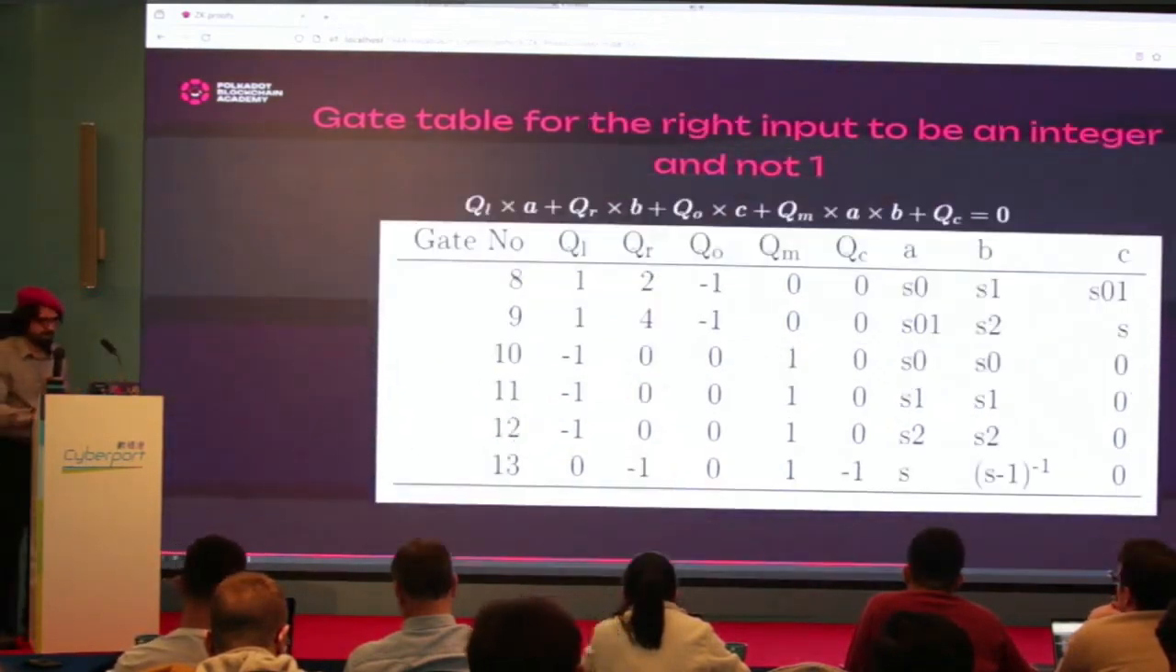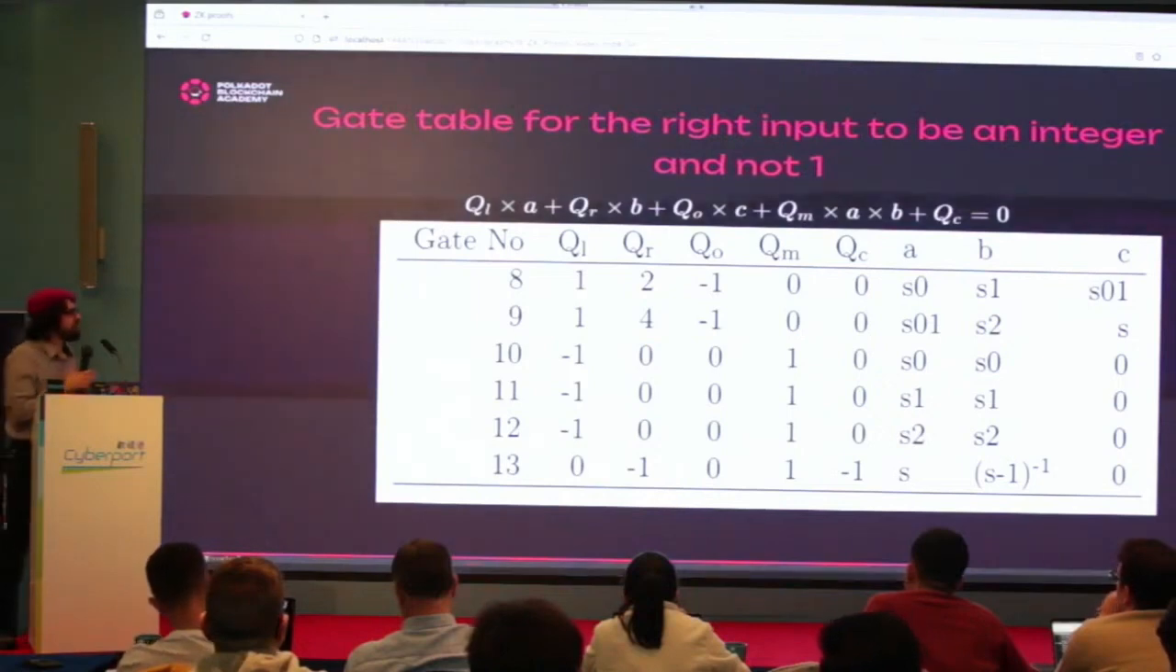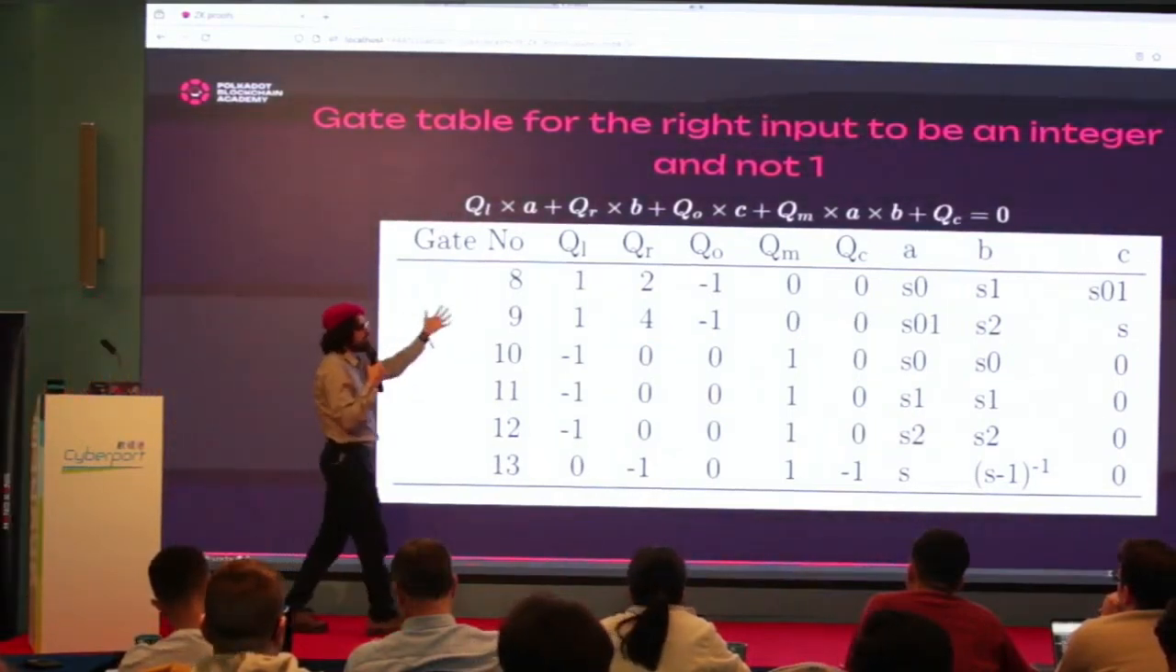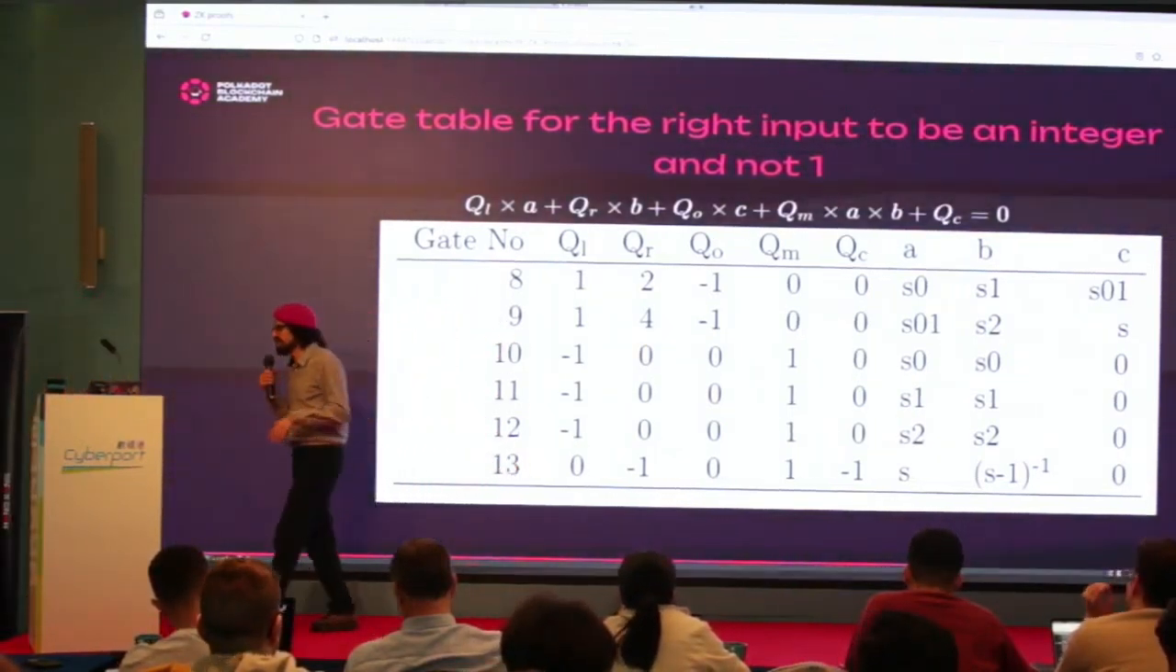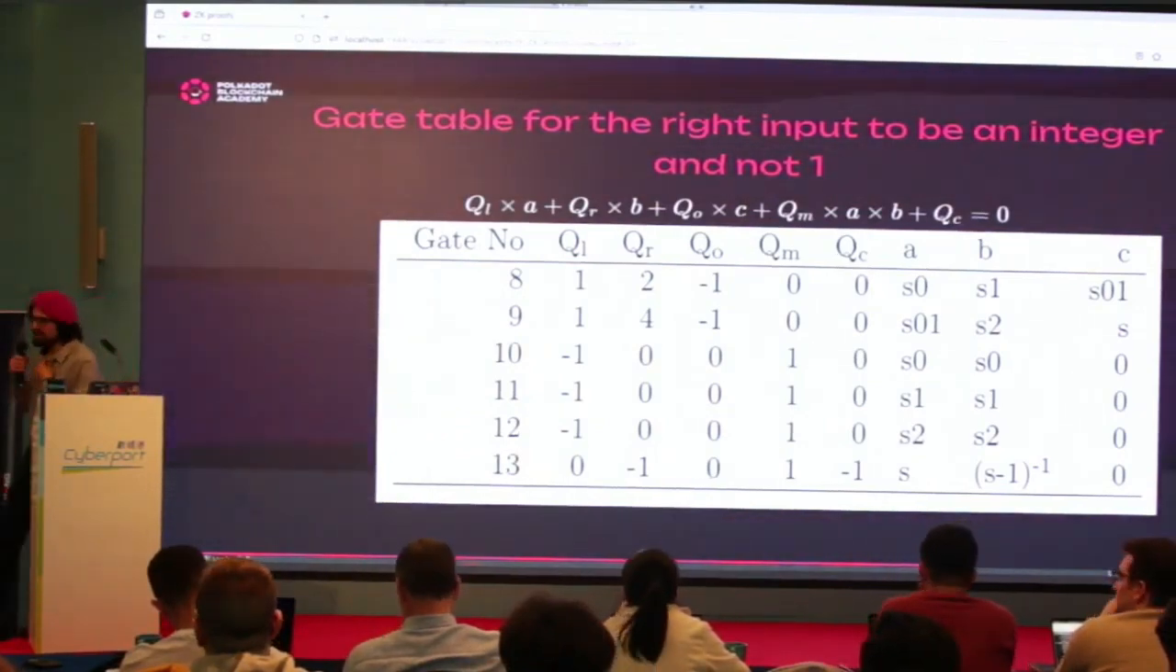So for now we made these tables, and all our equations are there. I think I'll take a pause here and then we start in 15 minutes.